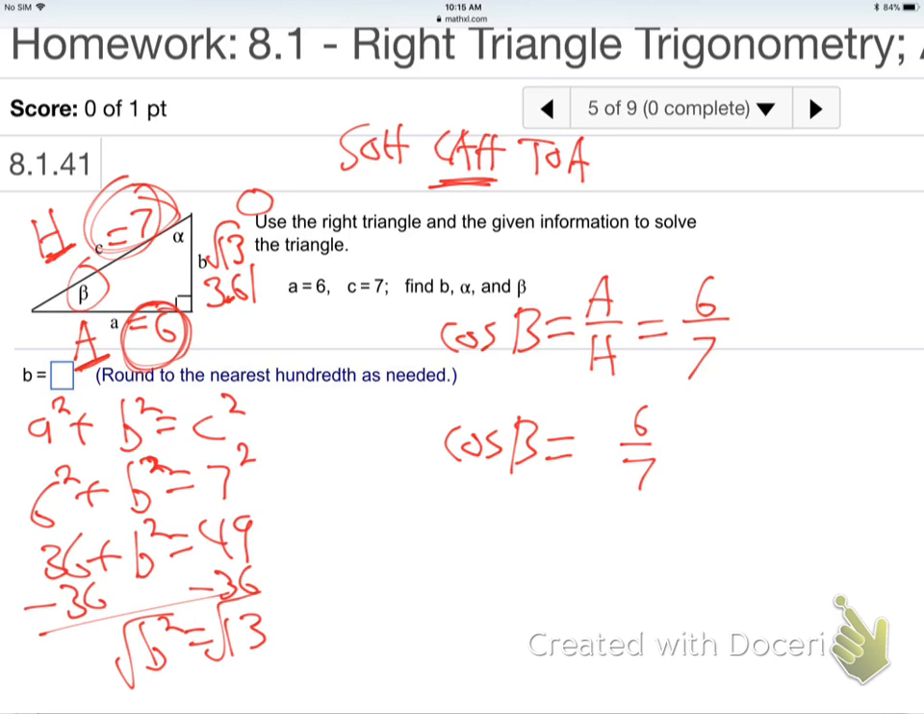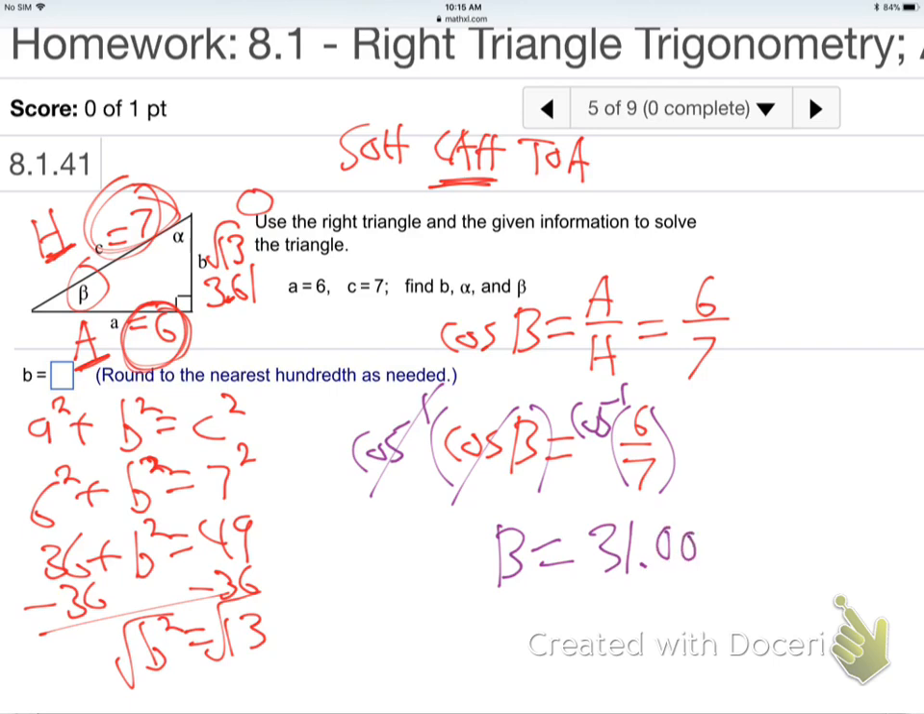How do I find beta now? What am I going to do to get rid of that cosine and get beta alone? You know, right? Inverse cosine. Both sides cancel. So beta is inverse cosine of 6/7, whatever that happens to be. Calculator told me 31.00 degrees, rounded to two places. So got beta, 31.00 degrees.